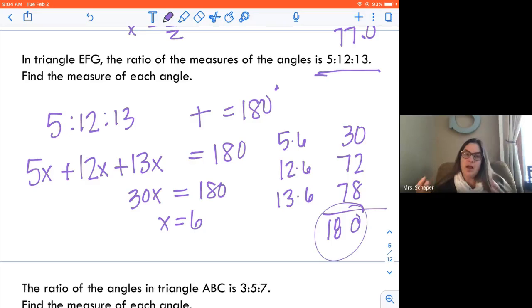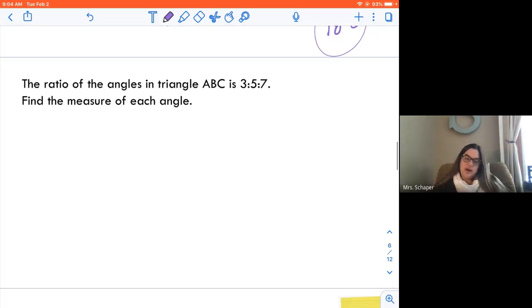So I need to find out my common multiplier. All right, the ratio of the angles of a triangle is 3 to 5 to 7, okay? What I'd really like you to do is pause the video, try it, and then unpause the video and come back and see how you did, okay? All right, you gonna pause it?